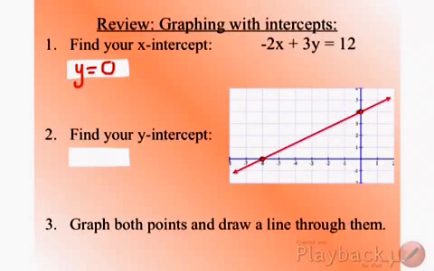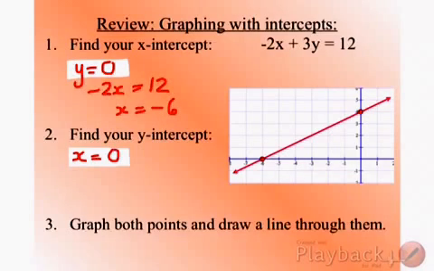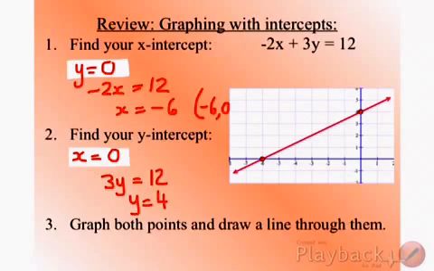If I let y equal to 0, I end up with negative 2x plus 3 times 0, which is just 0, is equal to 12. So I end up with x is equal to 12 divided by negative 2, which is negative 6. To find my y-intercept, I let x equal to 0. So I end up with negative 2 times 0, which is just 0, and then 3y is equal to 12, so y is equal to 4. So my point up here is negative 6, 0. My point down here is 0, 4. Then I can plot those 2 points, which is already done for you on the graph, my 0, 4 and my negative 6, 0. And then I can just draw a straight line.